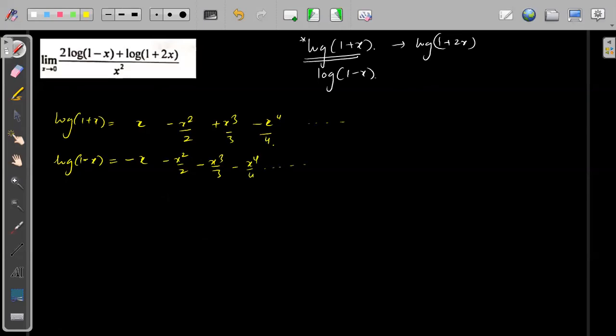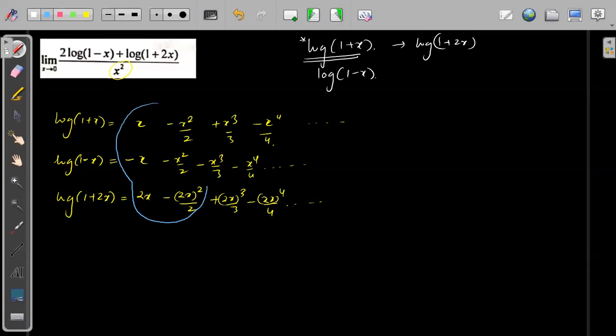Instead of x, I will simply substitute minus x. For log of 1 plus 2x, instead of x, I will substitute 2x here. So this is 2x minus (2x) whole square by 2 plus (2x) whole cube by 3 minus (2x) to the power 4 by 4. Because there is a square in the denominator, I have a hunch that at maximum I need 2 terms. So I will just simply write the first 2 terms.